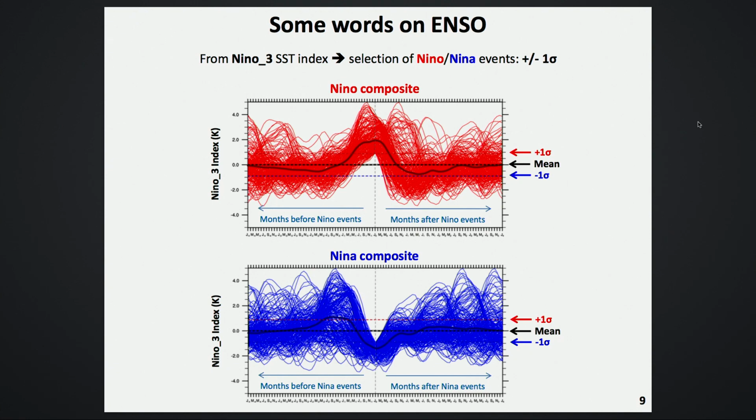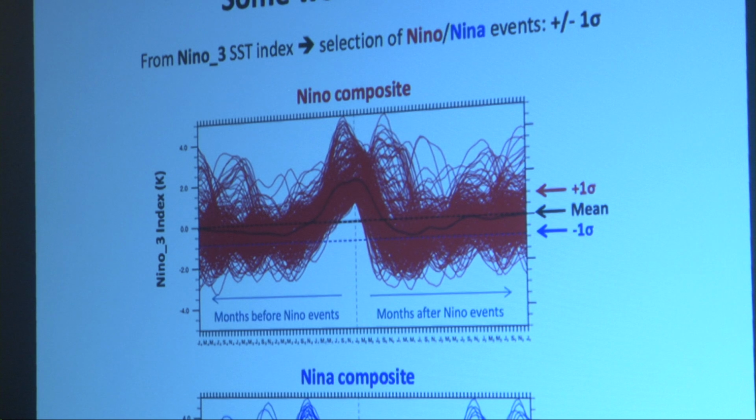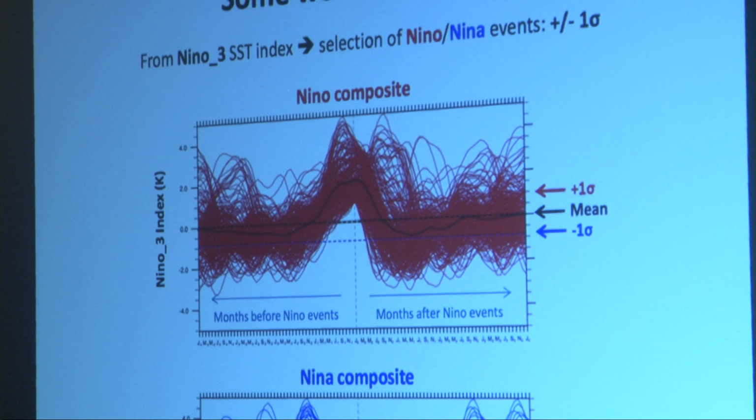So what I did here is I computed a composite of the Nino-free SST index in my control simulation. I selected the Nino and Nina events based on a threshold of plus or minus 1 standard deviation of the Nino-free SST index. Here the dashed line represents the maximum of the Nino events that I chose, in January. And every line represents all the different events that I obtained.